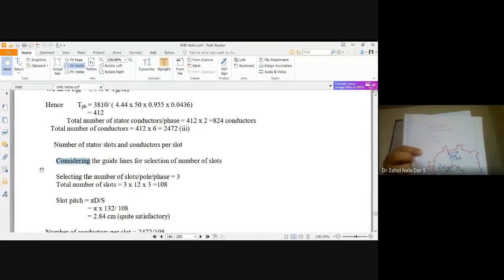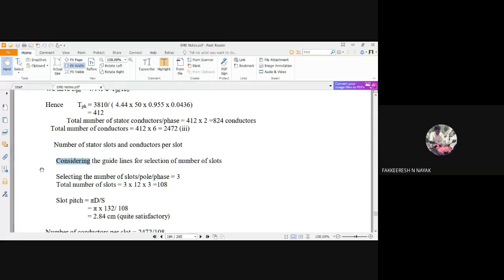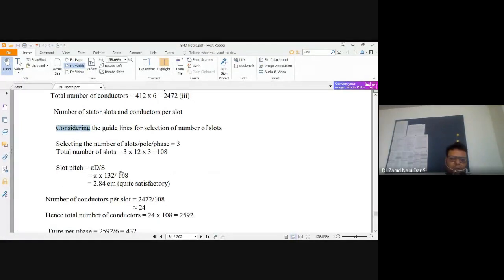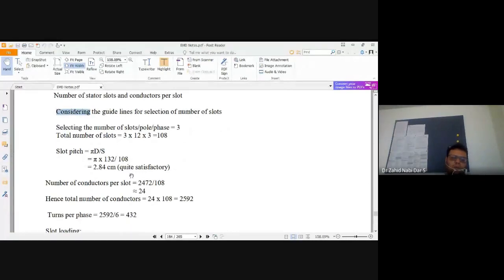Now you got my point. Yes, sir. This is basically your slot pitch. This slot pitch would depend upon your diameter divided by how many slots there are. For example, I am having 10 slots here, so I will equally divide it. Here I had 108 slots, so my slot pitch would be this diameter divided by 108. If number of slots were more, I had to divide it into more portions, so that portion would come.